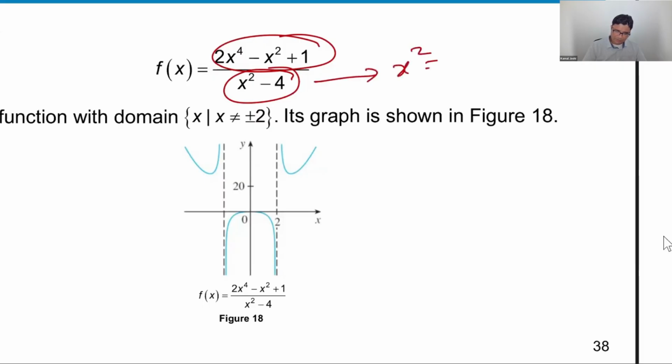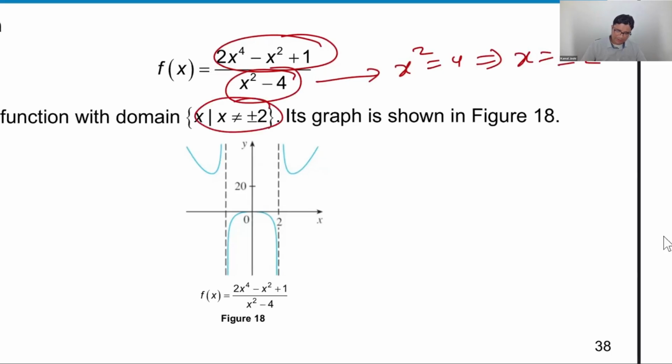When you set it equal to 0, you get x square equals 4 and x equals plus minus 2, right? What is written here? Those are zeros of the denominator. And what do you see? At 2 and minus 2, there are asymptotes, right? Because the denominator becomes 0 at 2 and minus 2. 2 square minus 4 will be 0, right? The denominator becomes 0. So when the denominator is getting close to 0, the values of the function will go to infinity. So you get these vertical asymptotes.